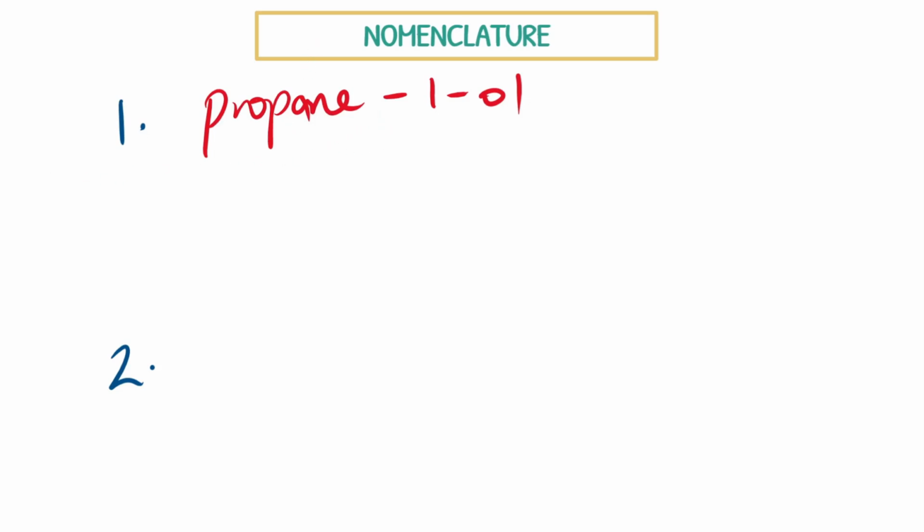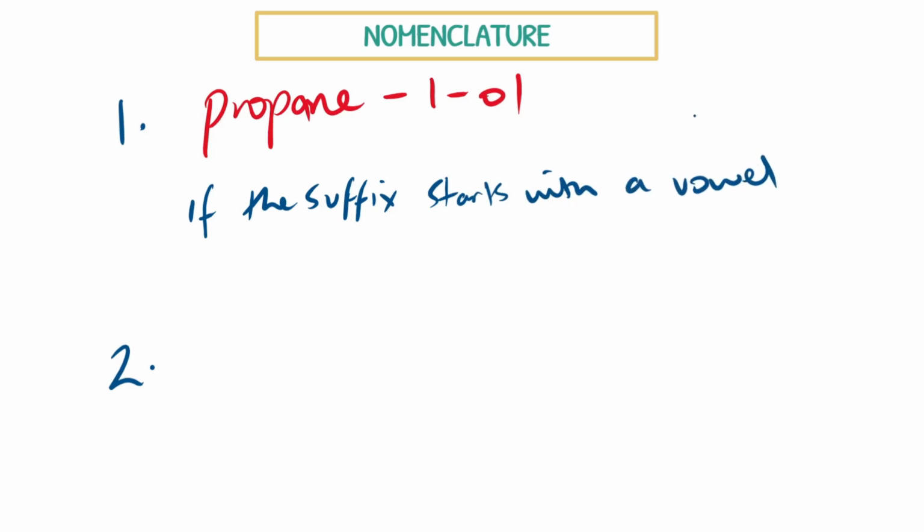Now, the rule is, let's draw this out. Do your best to remember this. If the suffix starts with a vowel, what is a vowel? A, E, I, O, U. If the suffix starts with one of these letters as a vowel, you can remove the E from the alkyl chain. So let's write that out.